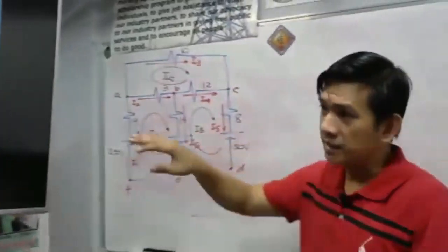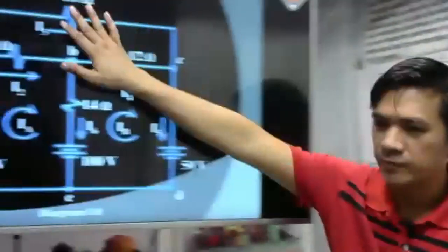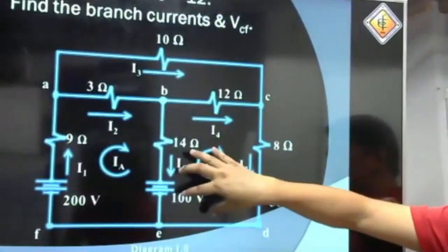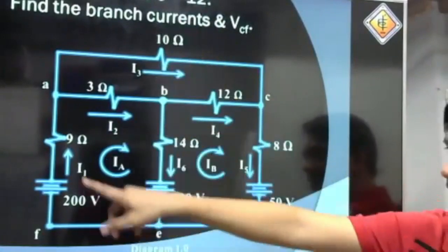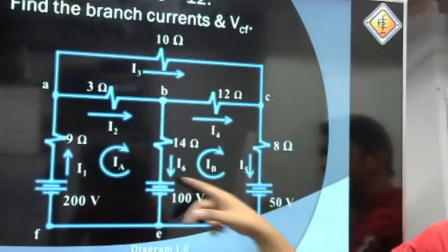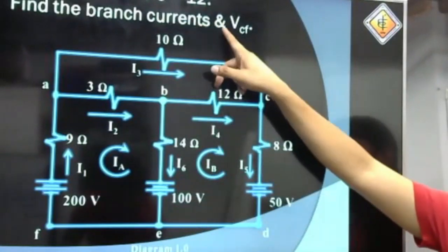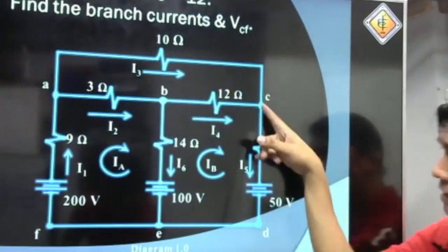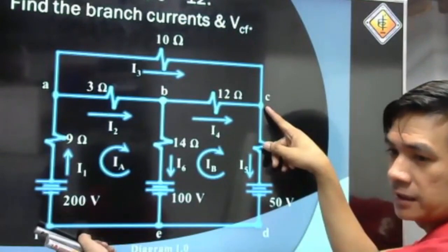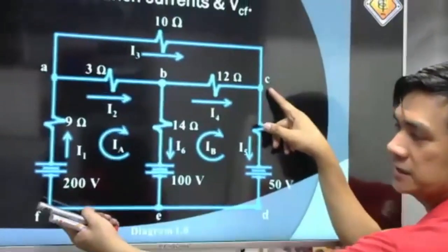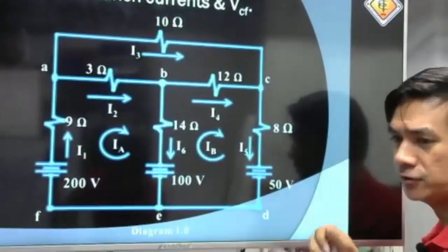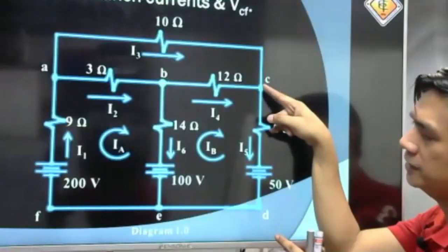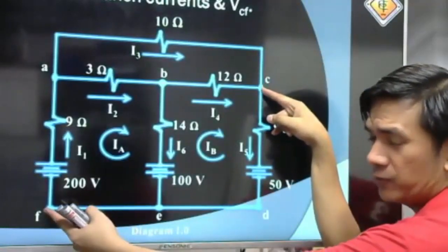So we have here a three-loop circuit. Dito muna tayo. We have a three-loop circuit here, so 1, 2, and 3-loop circuit. We are asked to find all the branch currents I1, 2, 3, 4, 5, and 6. Then we are also asked to find our VCF, the voltage at C going to F here. What is the voltage here? If we have a voltmeter, you are to tap the voltage at C and F.